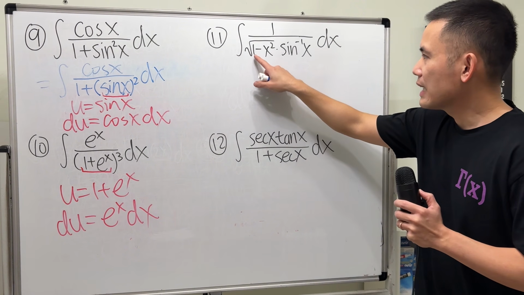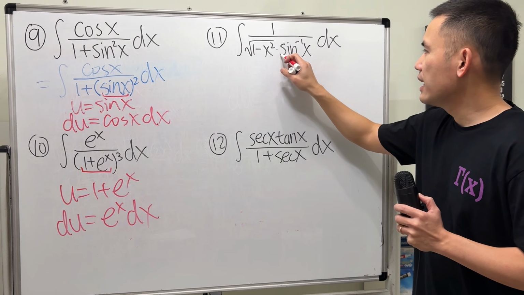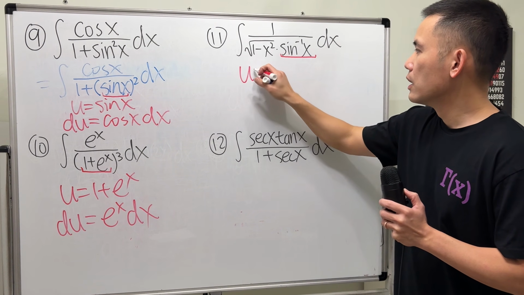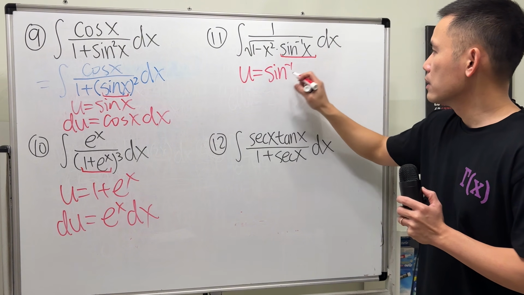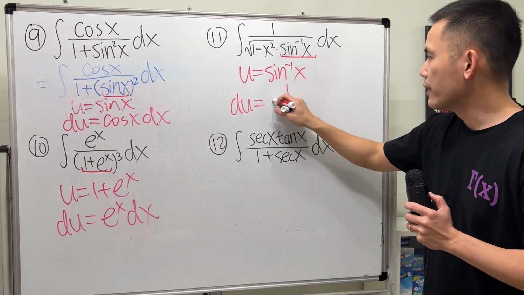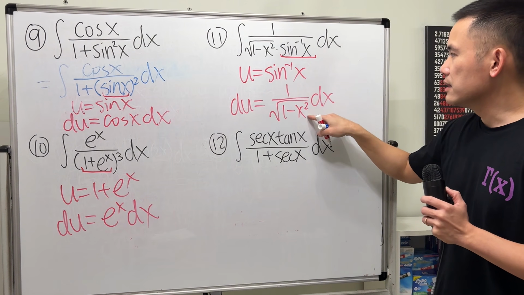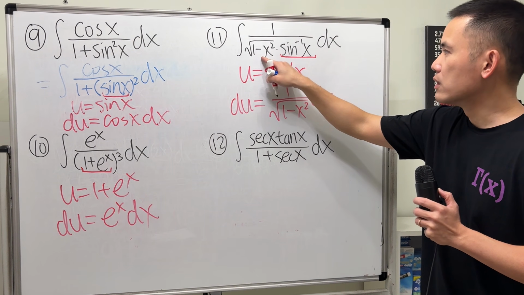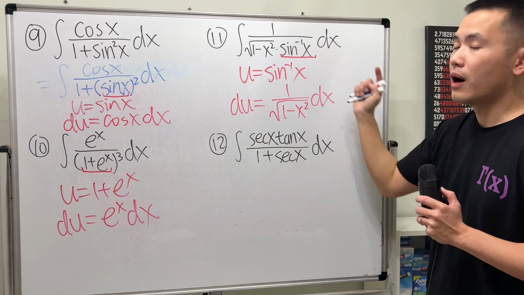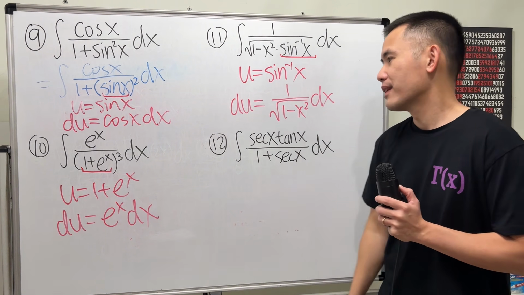So this time though, it's not this thing, it's not the square root part either. Instead, it will be the inverse sine function, because when you have u equal to sine inverse, the derivative is 1 over square root of 1 minus x squared. This is the derivative of that, and you see 1 over square root of 1 minus x squared dx. So we have the du part right here. So you have to know your derivatives really, really well.